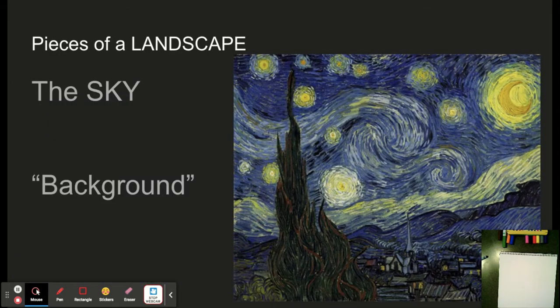So let's talk about the pieces of a landscape. The first is going to be the sky, which is also known as the background in this case. And the sky is going to be really important because, as you can see, it stretches from the top of the paper all the way to where it meets the ground. In this famous landscape by Vincent van Gogh, you can see that the sky is really the focus here, but that's not necessarily always true in a landscape. Sometimes it's just a really basic part.